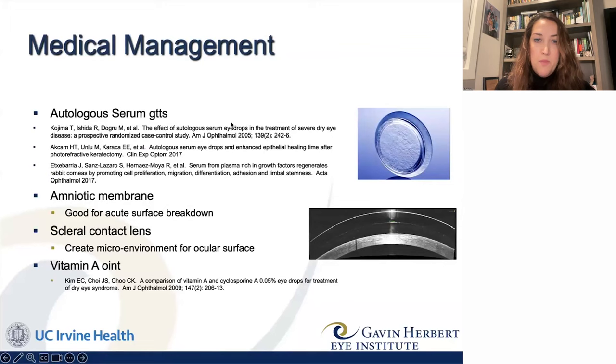Other things, autologous serum drops or PRP drops have been shown in a lot of ocular surface diseases, including neurotrophic keratitis, to help improve the epithelial healing time, to supply some of the growth factors to the ocular surface and allow that epithelium to normalize. And so I use this in all of these early stages of limbal stem cell deficiency.